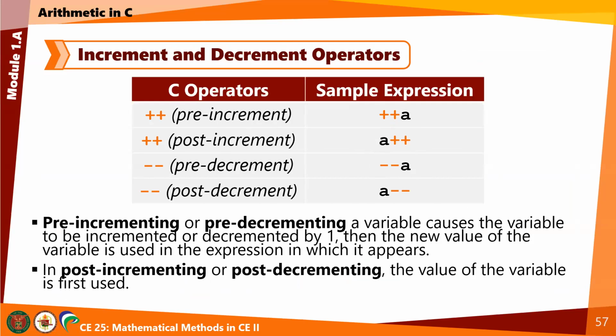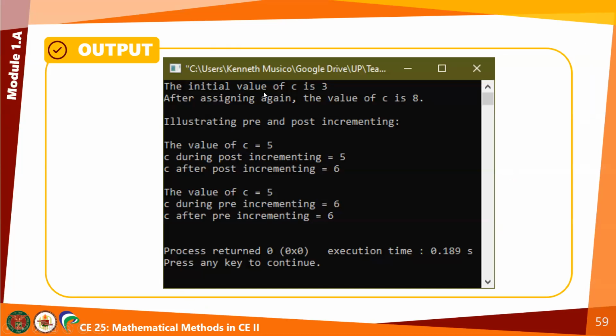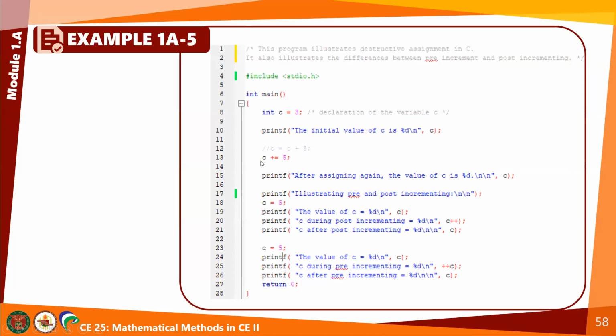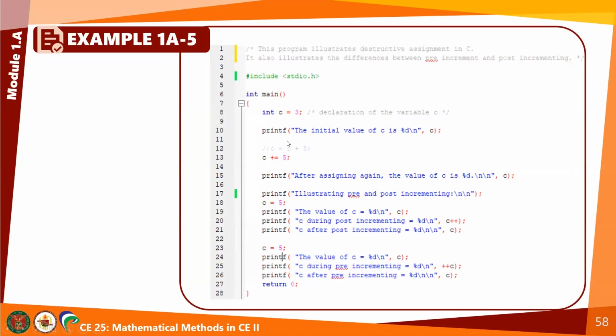The difference though is, sige, tignan na lang natin yung code. Ayan, tignan natin yung code. So you declare a variable C, so C equals 3. And then print the initial value of C. So here, I expect that the initial value of C is 3. Okay. Now, C plus equals 5. So what happens? I will add a 5 to the initial value of C and assign it to C. Okay. So now, I will expect that the value of C is 8. Ayan, 8. Bakit 8? Kasi 5 plus 3.